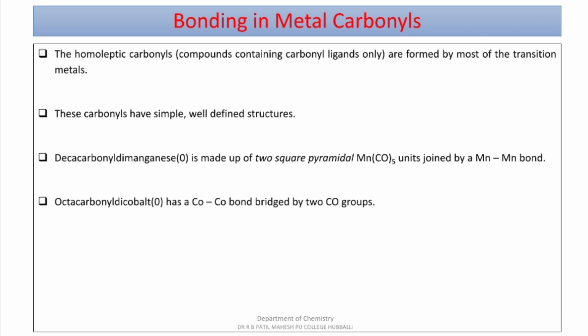You can observe there is a small o for the central metal atom cobalt and a capital O for the carbonyl groups, and the complex is formed like this. There is a formation of a bridge between two cobalt atoms by the carbonyl group, C double bond O.